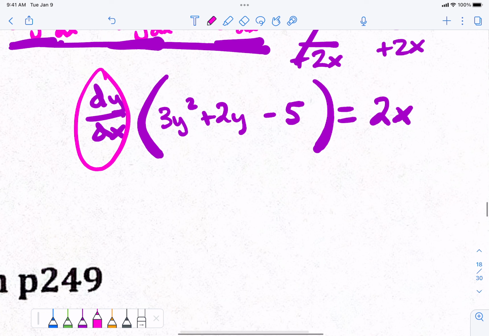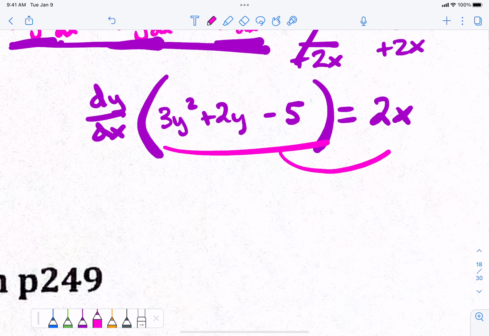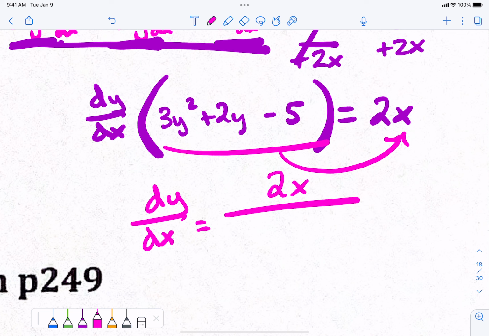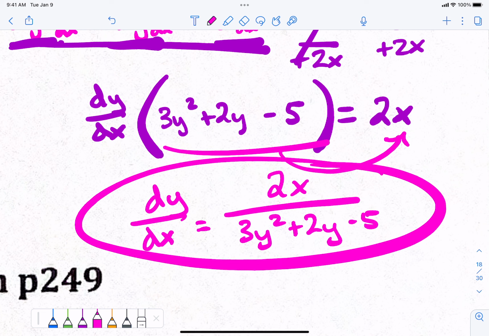Okay, this is dy dx times this thing. I want dy dx by itself, so I'm going to divide this thing over to the other side. dy over dx is equal to 2x over 3y squared plus 2y minus 5. So that is dy dx. That is your derivative, okay?